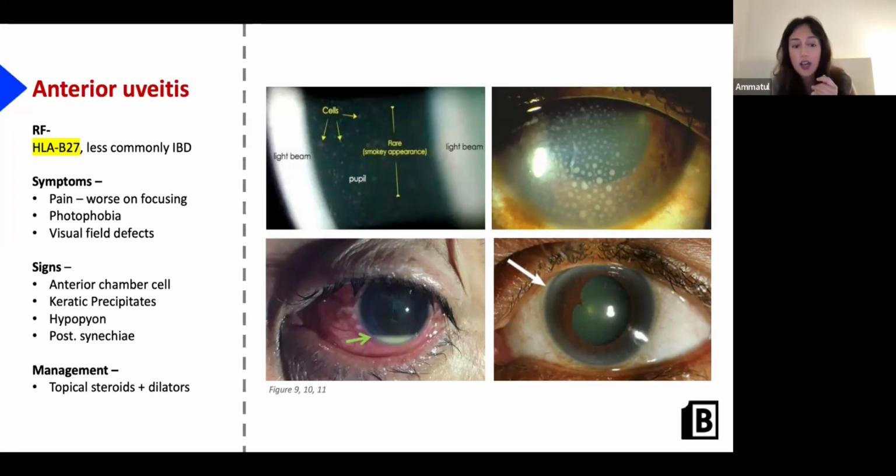Cycloplegic mydriatic eye drops are dilators, which paralyze the ciliary body and relieve pain and prevent adhesions between the iris and the lens. So examples include cyclopentolate or atropine, both 1%.